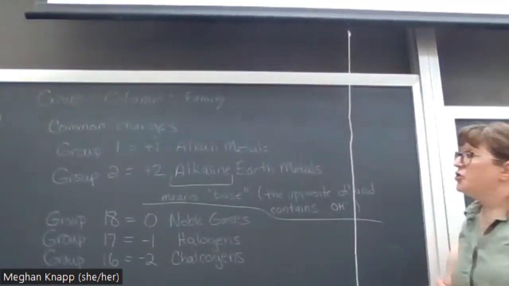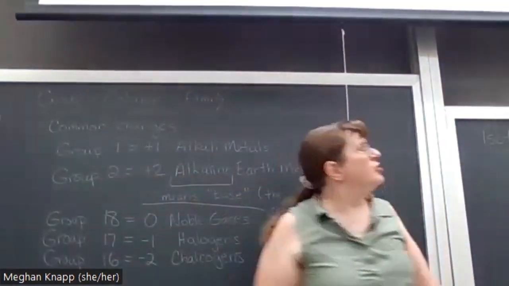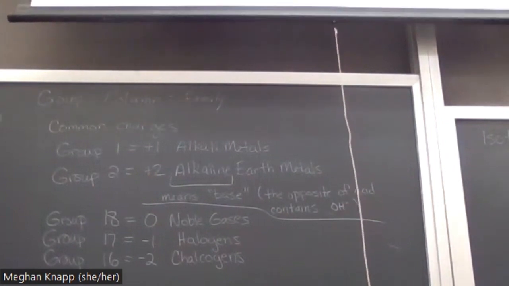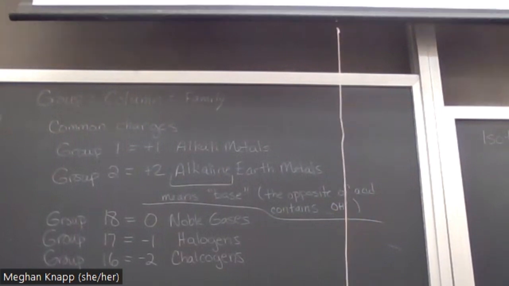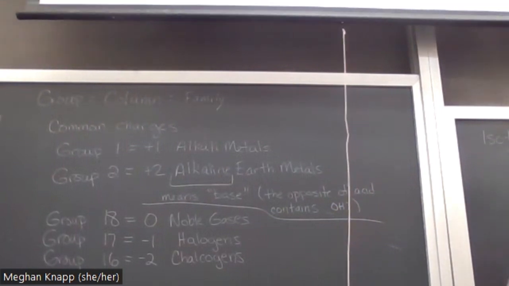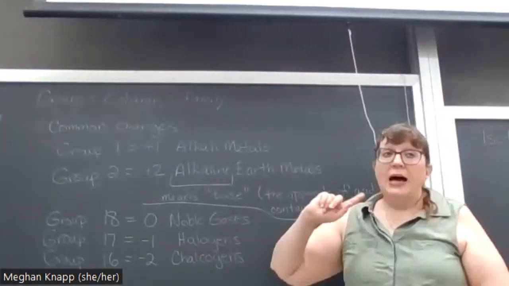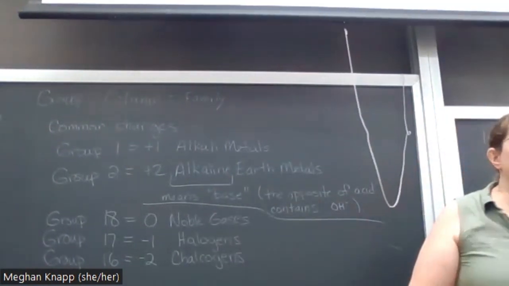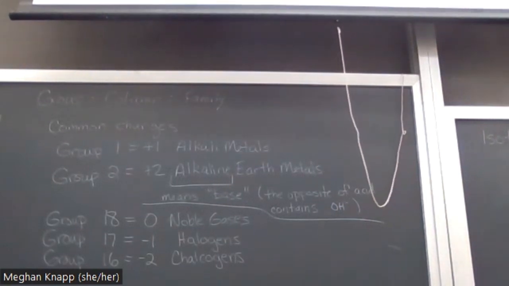Okay. So common charges. Group 1, that very first column, which is in red on these periodic tables, those are always +1, which is convenient. Group 1 +1, easy to remember. Group 2 is +2. Now their names are very similar. Group 1 is the alkali metals, and group 2 is the alkaline earth metals. Okay, and those are what we call the family names. When we talk about families, we usually mean by those names.